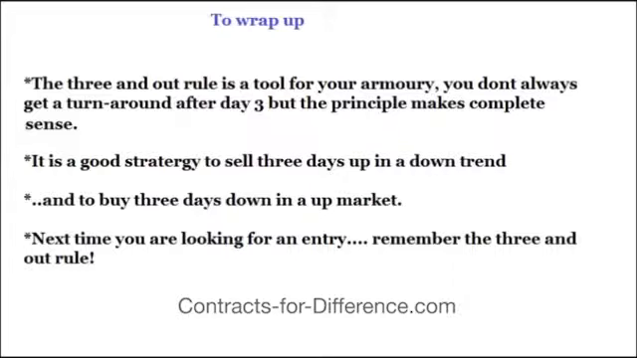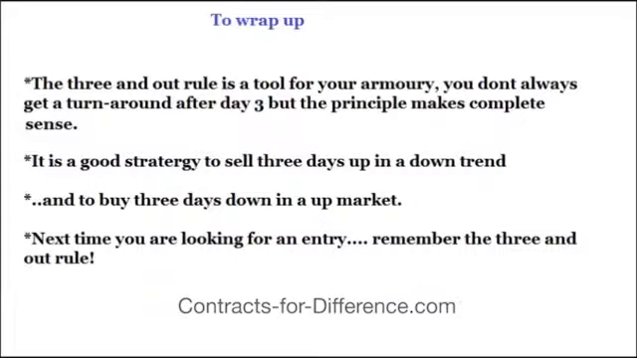Right, just to conclude then, because I think we've taught you everything that we certainly can teach you about this. It's just a tool for your armoury, this free and out rule. It doesn't guarantee you a turnaround after day 3, but the principle makes absolute sense. It's basically going against its trend for 2 days, maybe 3 days. The chances of you getting a really big 4th day going against the trend is quite remote, because of the profit taking, etc. So it is a good strategy to sell 3 days up in a downtrend and to buy 3 days down in an up market.